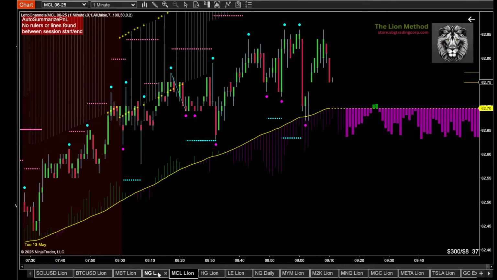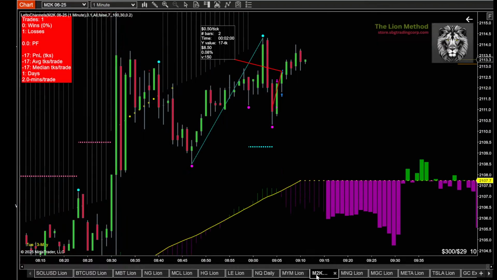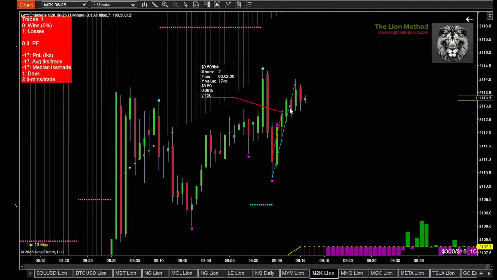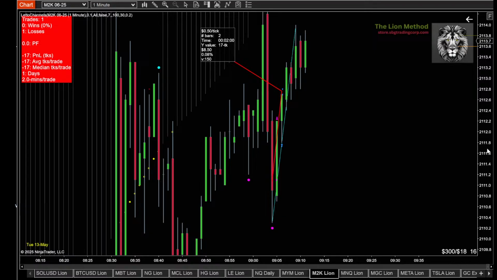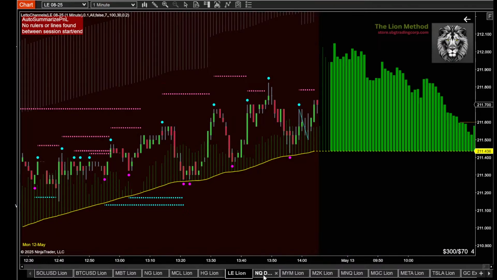So we got out with a small loss on our first trade. That's pretty good. A lot of slippage on that stop out. Oh, that's the Russell.